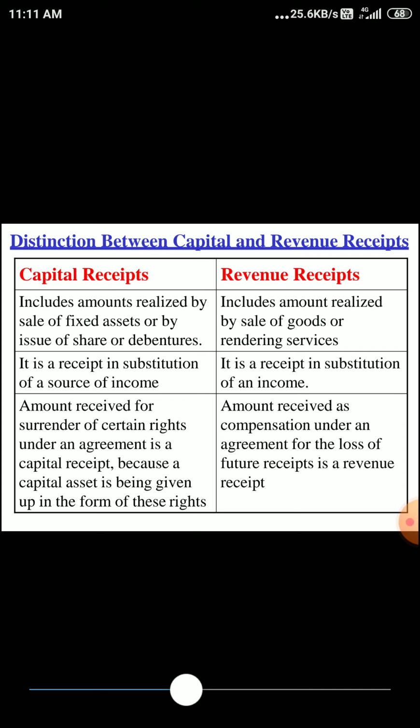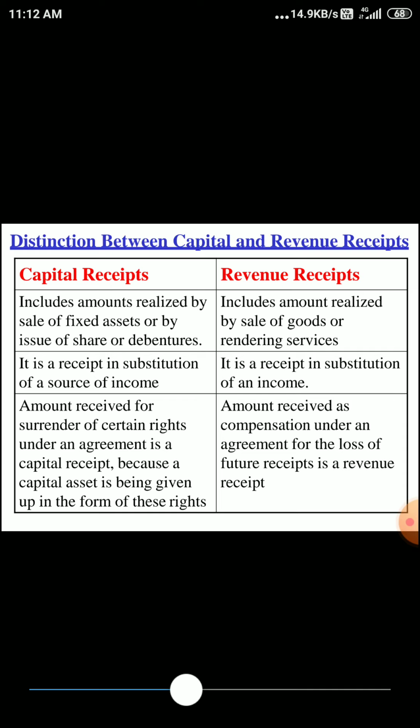Second, a capital receipt is a receipt in substitution of a source of income. So this is not the actual source of income. There is a difference between a source of income and a substitution to a source of income. If you sell goods and get income, that is the source of income. If you sell your assets and get income, that is substitution to the source of income. So capital receipt is substitution to the source of income. Revenue receipt is a receipt in the nature of income.